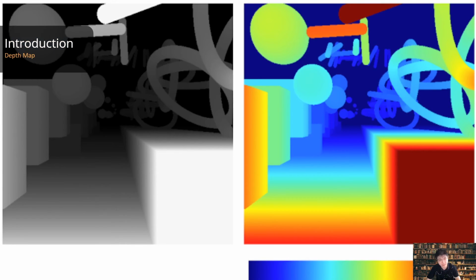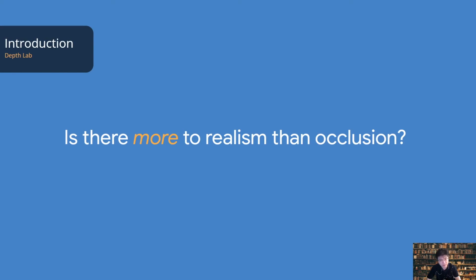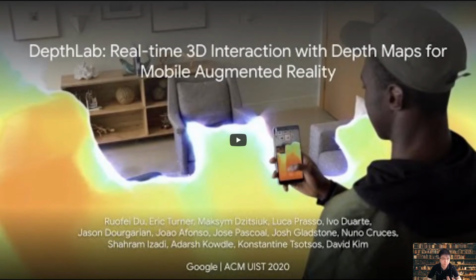With Google's AR Core Depth API available on millions of Android devices, we wonder, is there more to realism than occlusion? What about surface interaction, realistic physics, and path planning? We are used to these concepts in typical 3D games. Why not in AR on our phones as well?